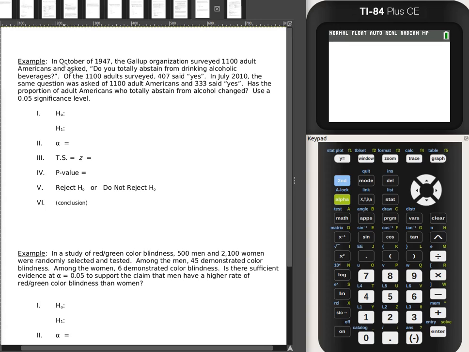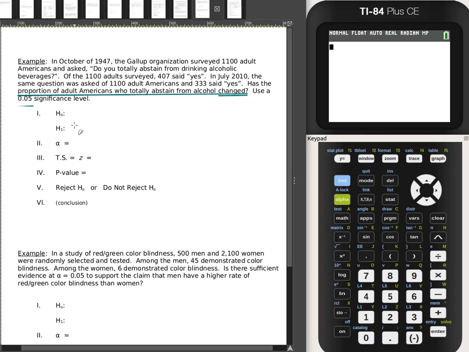It says in October of 1947, the Gallup organization surveyed 1,100 adult Americans and asked, do you totally abstain from drinking alcoholic beverages? 407 said yes. They did the study again in 2010, and 333 said yes. We're wanting to test whether the proportion who abstain has changed, and that's going to be key for us, whether it has changed or not. That's going to help us determine how we should phrase the alternative hypothesis, and we're using alpha of 0.05.